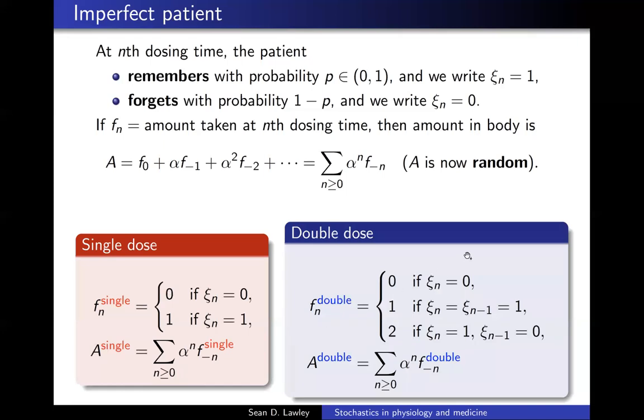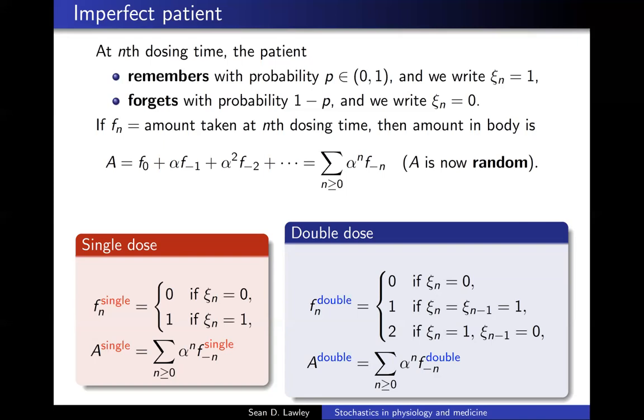So what do you do there? Well, if you forget at time n, like C sub n is 0, then of course you don't take anything. If you remember at time n, and you remembered at time n minus 1, then you just take a unit dose, right? So if I remembered now and I remember my last time, I'll just take 1 now. But what makes it different here is, now if I remember at time n and I happen to have forgotten my previous dose, then I'll take an extra dose to compensate. So I'll call that the double dose protocol, and similarly I'll call A with the superscript double the random drug amount in your body if you've been following this double dose protocol.